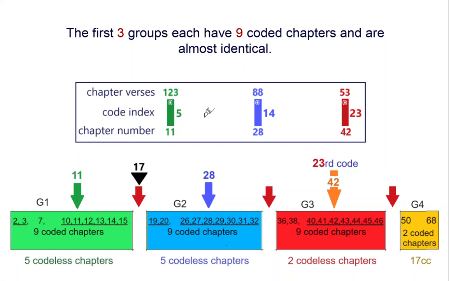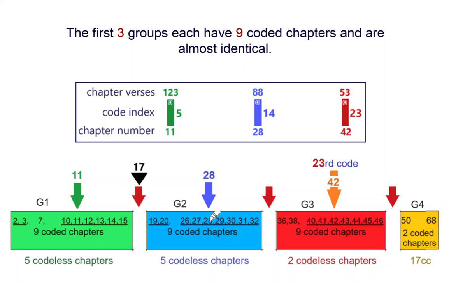And over here, beginning with the 23rd code, which is in chapter 42. Here is the 23rd code, in chapter 42, and it has 53 verses. And this is the midpoint of G3.